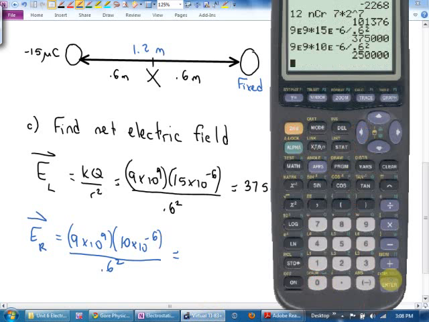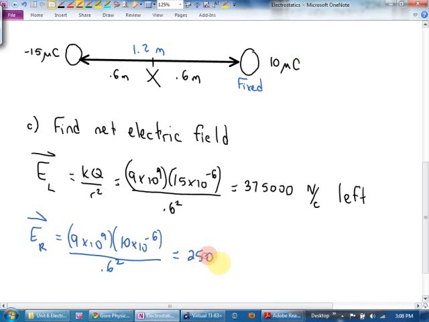And I get 250,000 newtons per coulomb. Again, pretend this guy is gone. Direction. Based on this, which way would a positive want to move if it could? Left. How would I find the net electric field if it's 375,000 left and 250,000 left? They're in the same direction, add them up. What if this was to the right? Bigger minus smaller. Okay? So I'm going to add them up.